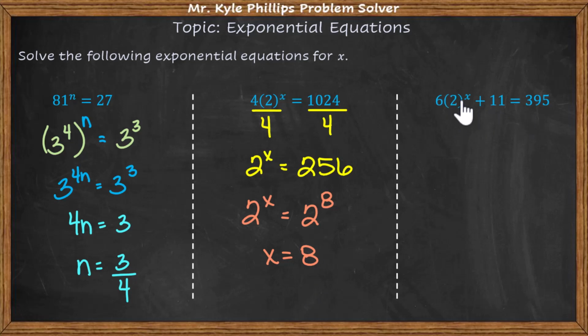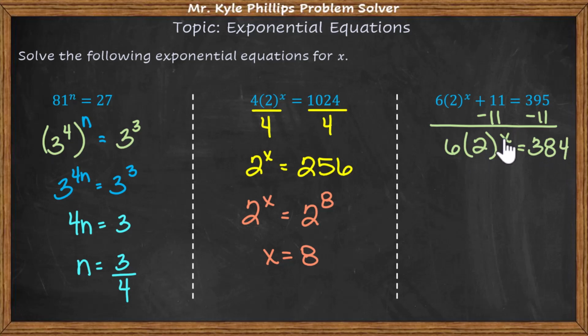Again, over here, we want to isolate the exponent. So I have a few things to do first. I will subtract the 11. This gives me 6 times 2 to the x equals 395 minus 11 is going to be 384. I still want the 2 to the x isolated, so I will divide both sides by 6. Here I have 2 to the x equals 384 divided by 6 is going to give me 64.